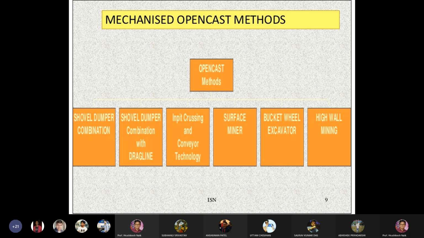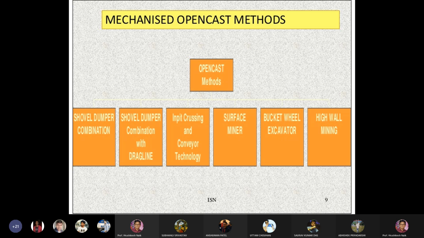But in the case of mechanized opencast methods, the opencast methods use the shovel dumper combination, shovel dumper mining, shovel dumper combination with dragline mining, in-pit crushing and conveyor technology. Surface miner can be used, bucket wheel excavator can be used, high wall mining can be used.